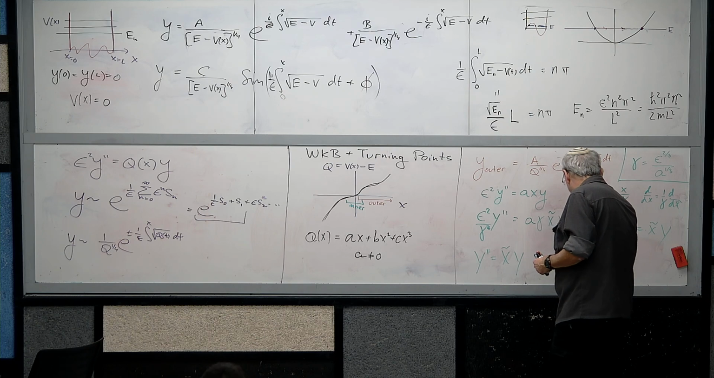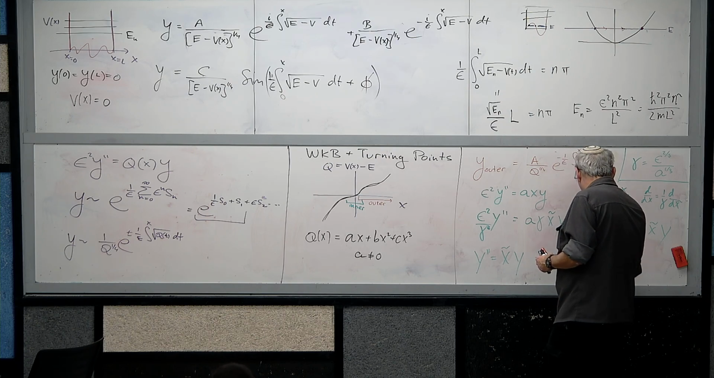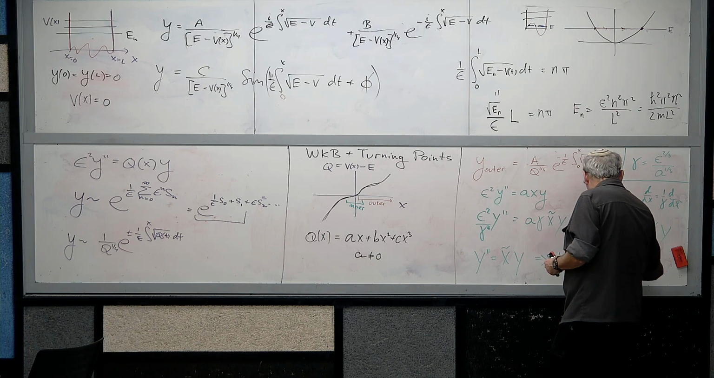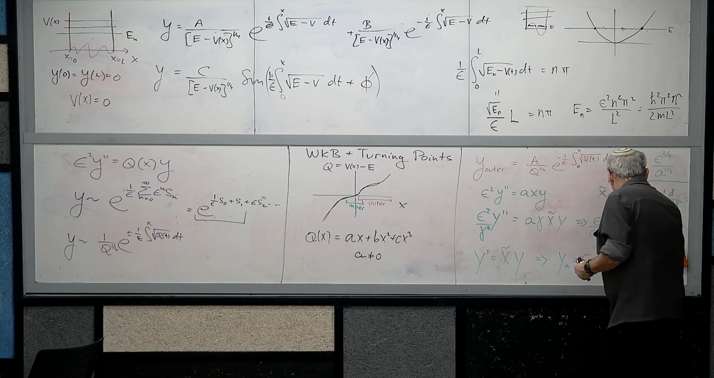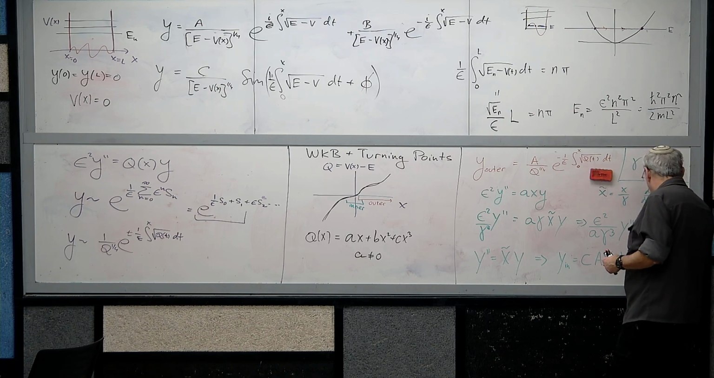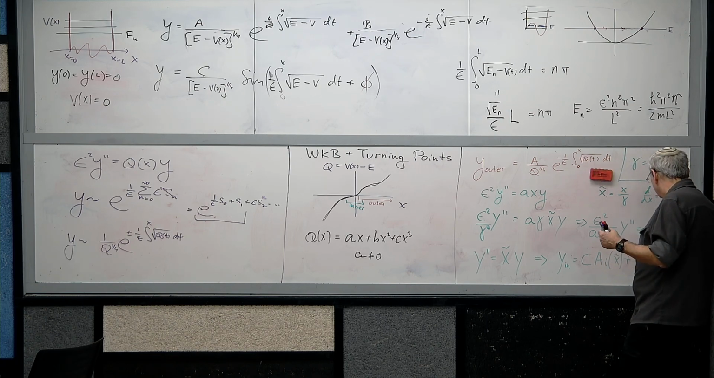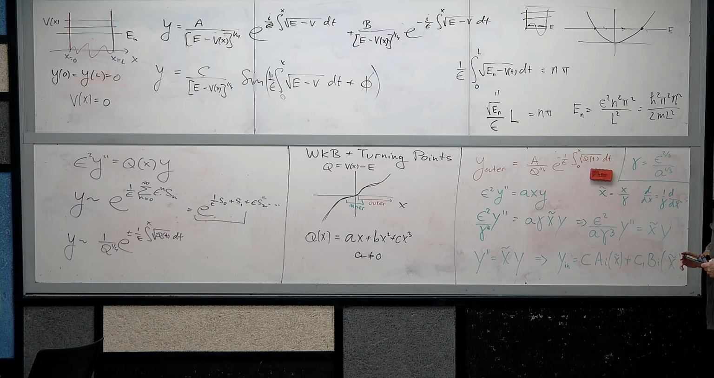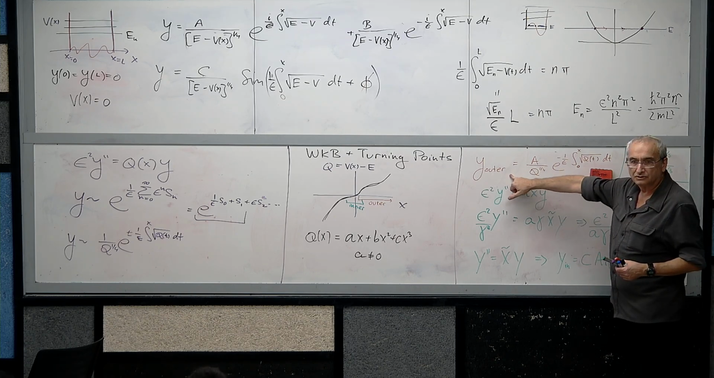Y inner is C times Airy of x tilde plus, let's call it, C1, C2, C1 times Airy of x tilde. Okay? So I have the inside solution and I have the outer solution.